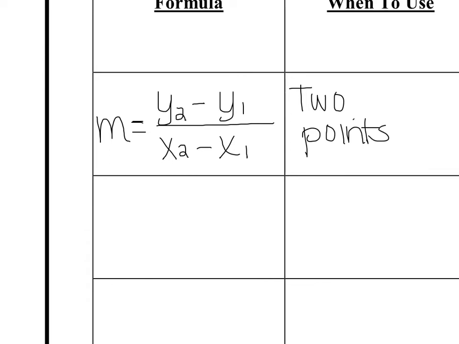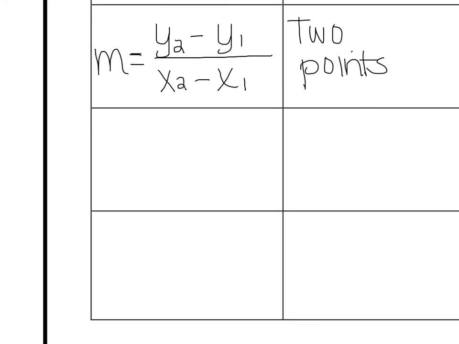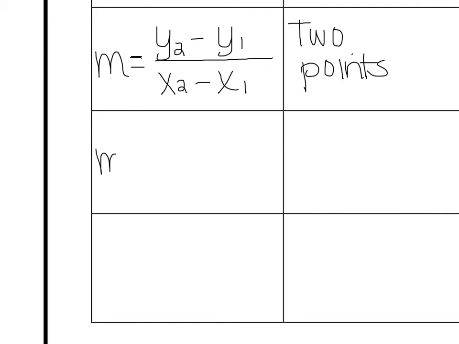So this x2, this y2, and this y1 is just a way of saying, here's one of the y coordinates, here's another. Here's one of the x coordinates, here's another. Another formula that we can use for slope is m equals rise over run. And we're going to use that when we're given a graphed line.